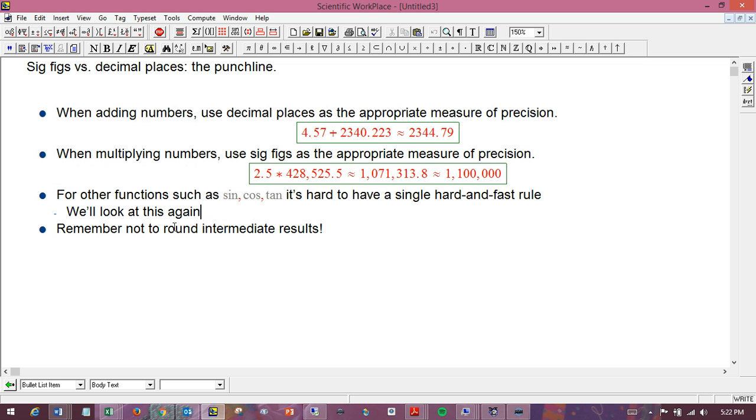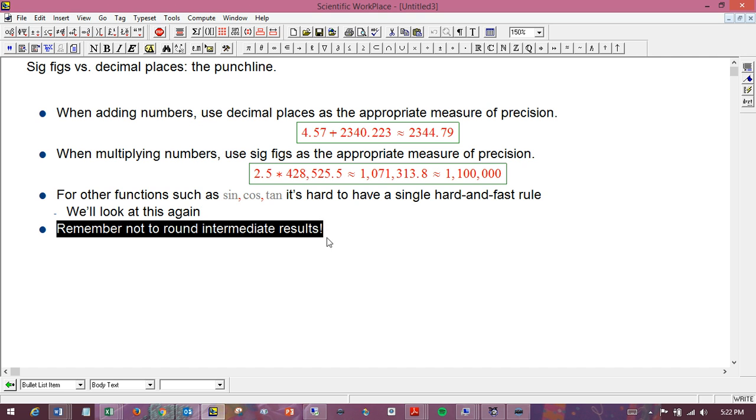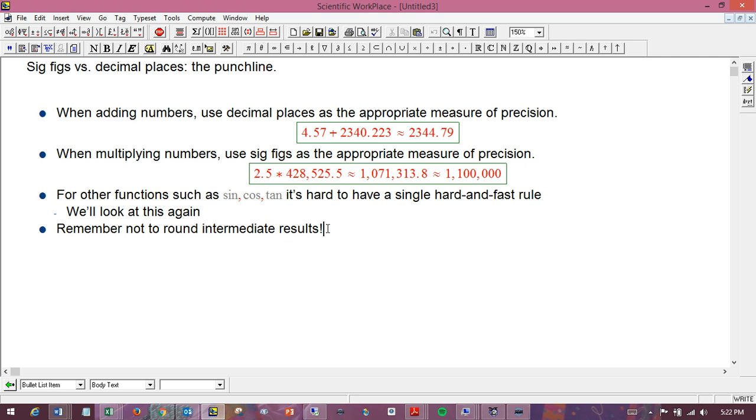The other quick thing is, remember, don't round intermediate results. Just because we don't want to report final answers to too much precision, don't introduce errors by rounding intermediate results too much. Keep extra decimal places or sig figs. Just keep extra precision in your intermediate results until you're really, really reporting a final answer. Okay?